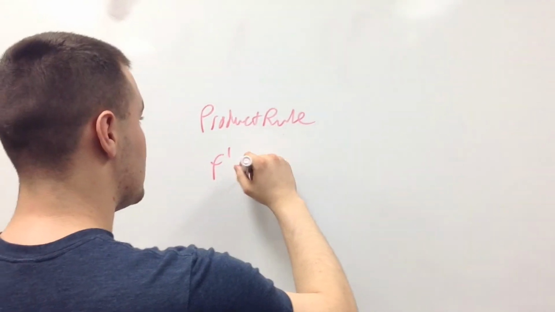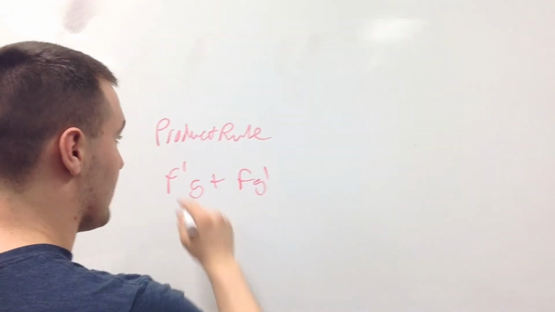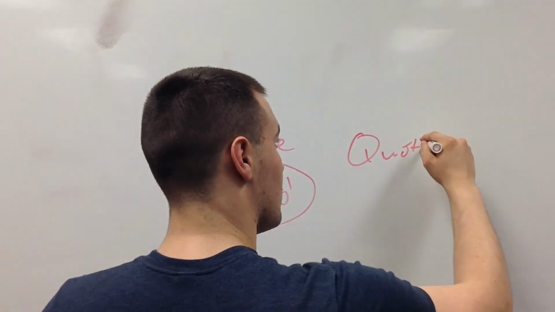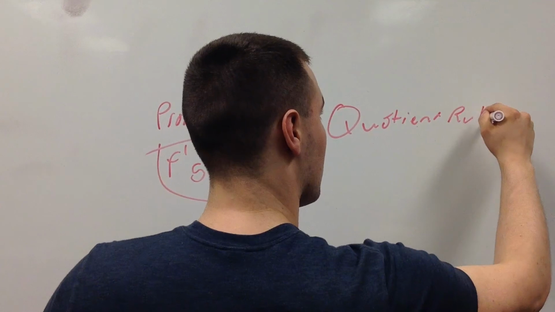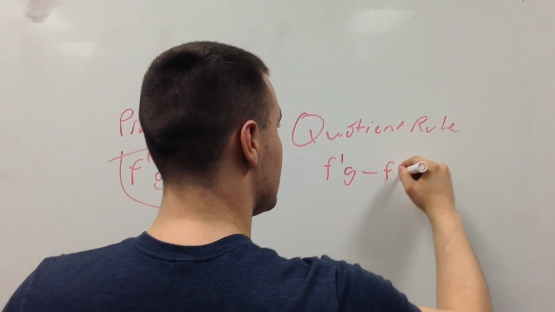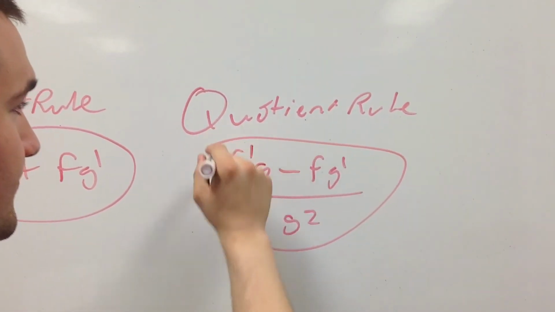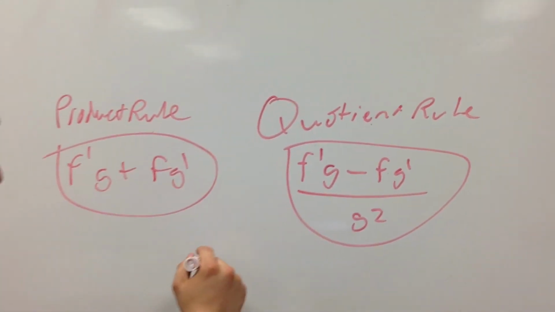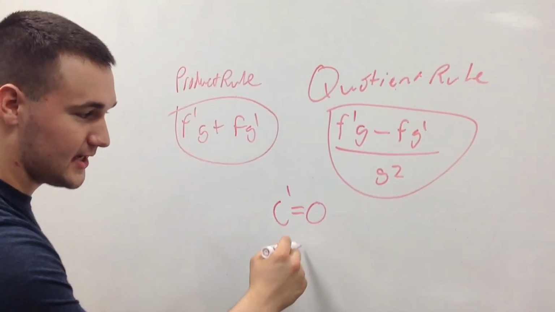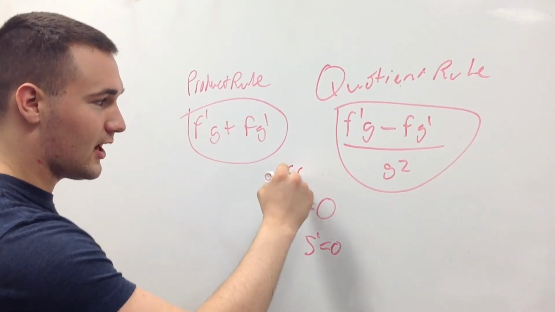was f prime g plus f g prime. Okay, that's your product rule. Remember your quotient rule. Remember, it was f prime g minus f g prime divided by g squared. That's your quotient rule. Remember, every time you take the derivative of a constant, it's always going to be 0. Every time you take the derivative of a number, it's always going to equal 0. That's your constant rule.